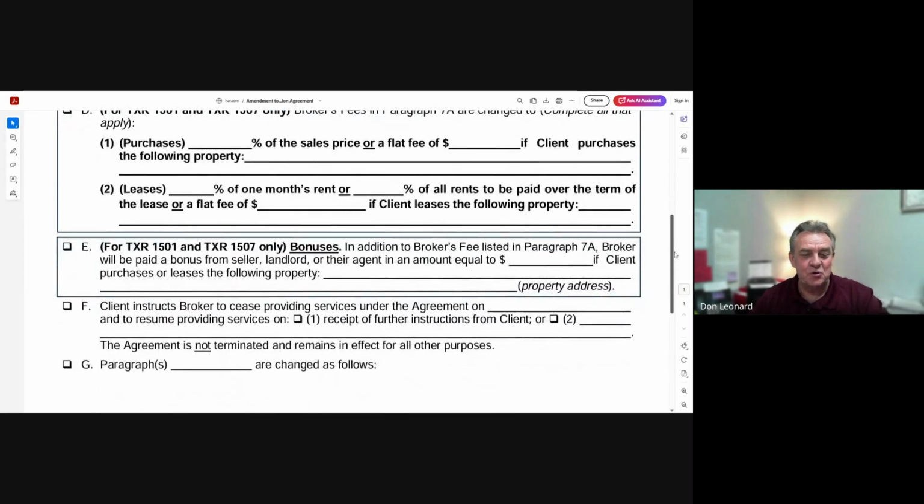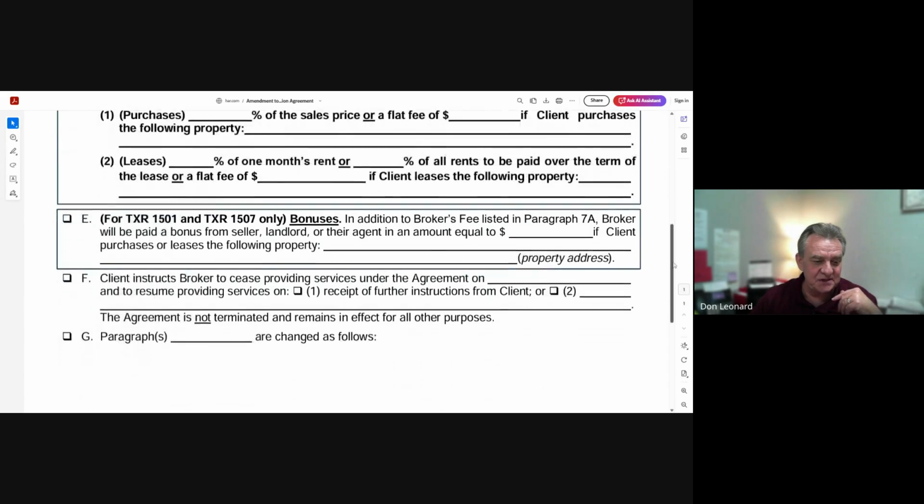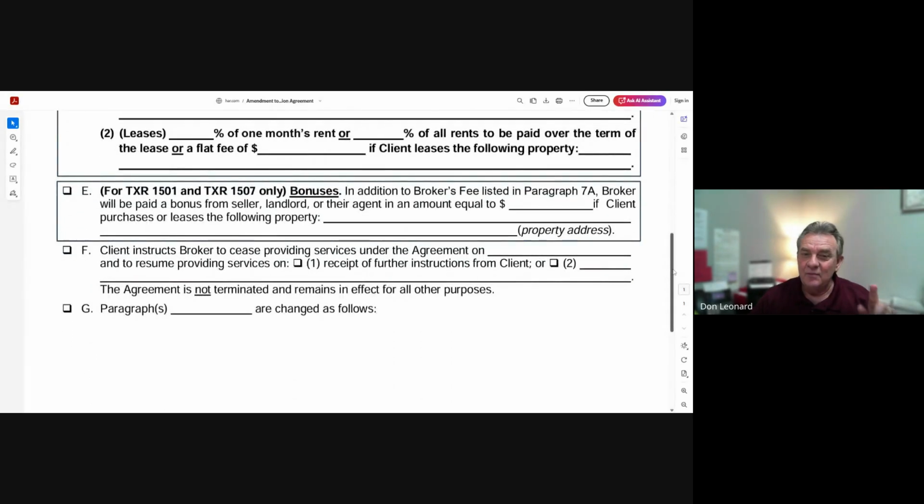So bonuses, of course, kept separate from commissions. A lot of times we think about this amendment, and the same thing with the amendment to the listing agreement, the 1404, is like, oh, these are new forms. These are not new forms. They've been around forever. It's just that they have to take more things into consideration now. So the amendment to the buyer representation agreement existed before the NAR settlement.